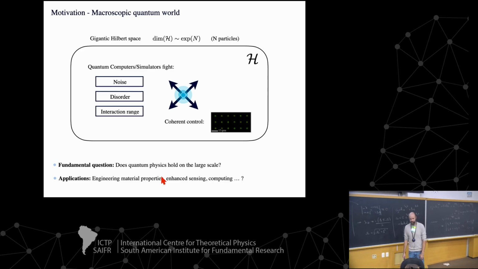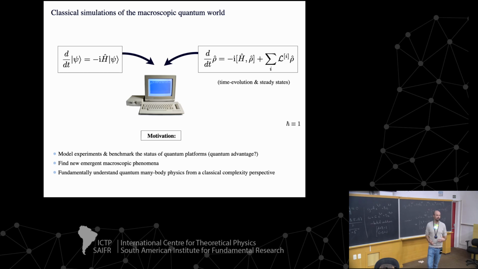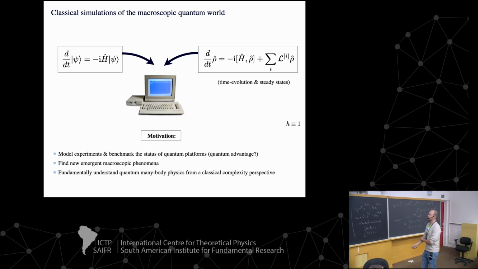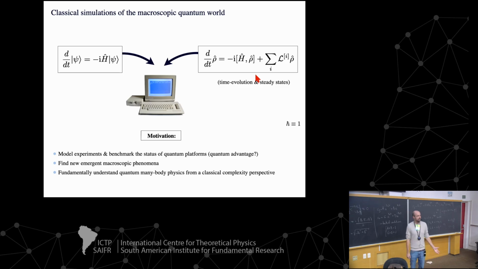Now, the approach that in my group we want to do is to approach this many-body problem using classical computers. Right? So fundamentally, what I will talk about here is how to numerically solve the Schrödinger equation or some open system master equation and put it on this classical computer. And there's many motivations for this.